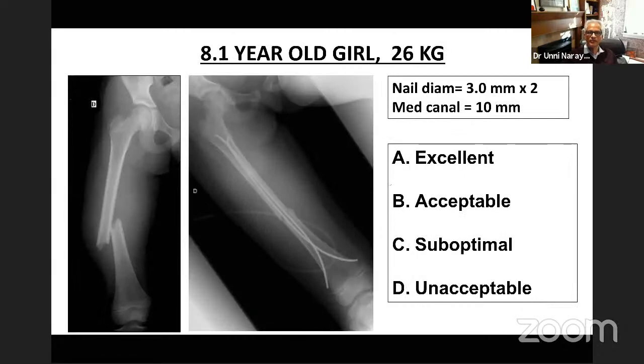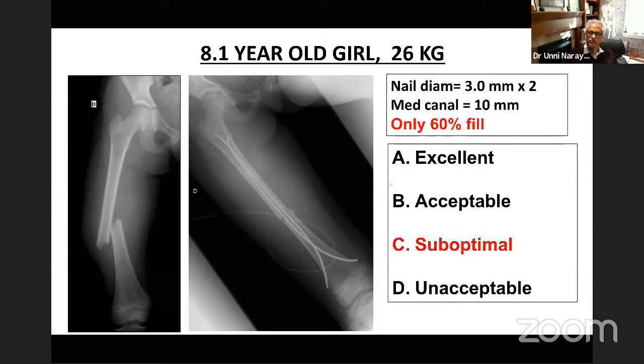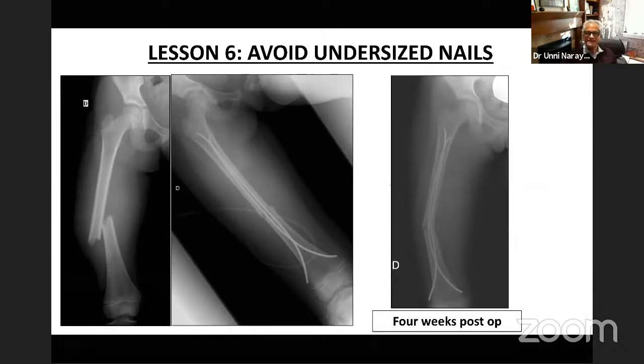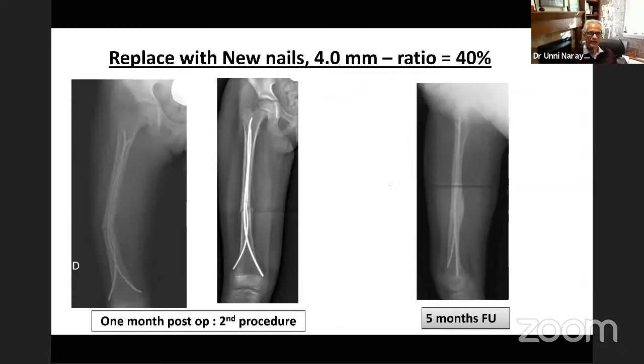Here is an example of an 8-year-old girl, 26 kilograms, treated with elastic nails. The medullary canal is 10 millimeters diameter. They used 3 millimeter nails. Is that adequate? Well, it's suboptimal because you only get a 60% fill of the canal. Using undersized nails can result in a weaker fixation, so it doesn't take much of an external force to exceed the elastic limit of these thinner nails, and you can get this kind of angulation, which we corrected by putting in a larger, more appropriately sized nails.